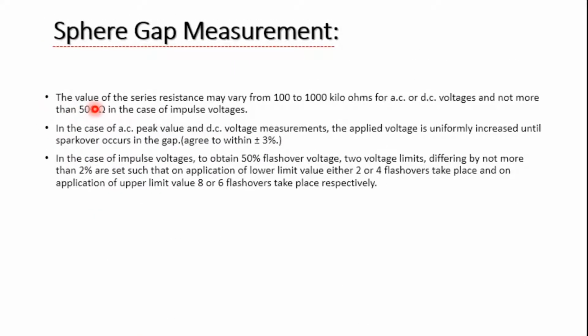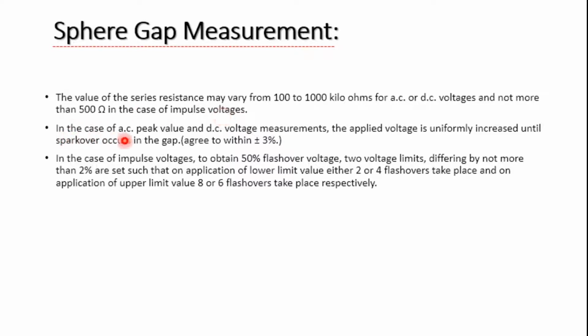Generally, the value of the series resistance may vary from 100 to 1000 kilo ohm for DC and AC, and not more than 500 ohm in the case of impulse voltages. In our laboratory, we generally use a water column as a resistive element, because we need to limit the current flowing through the element.